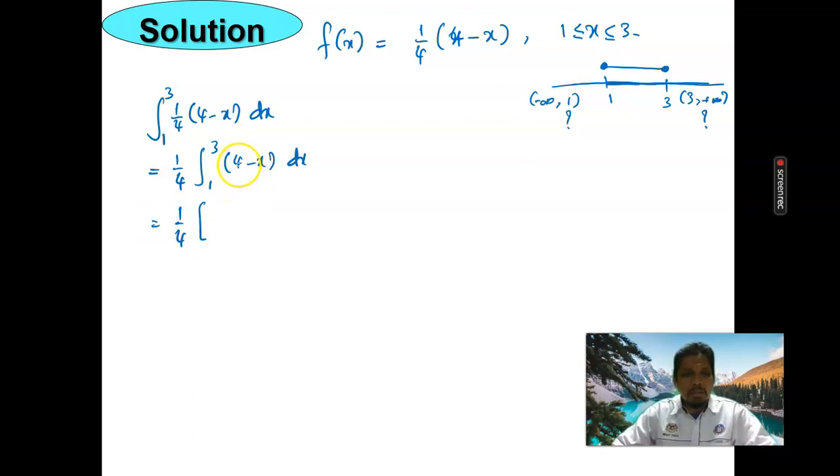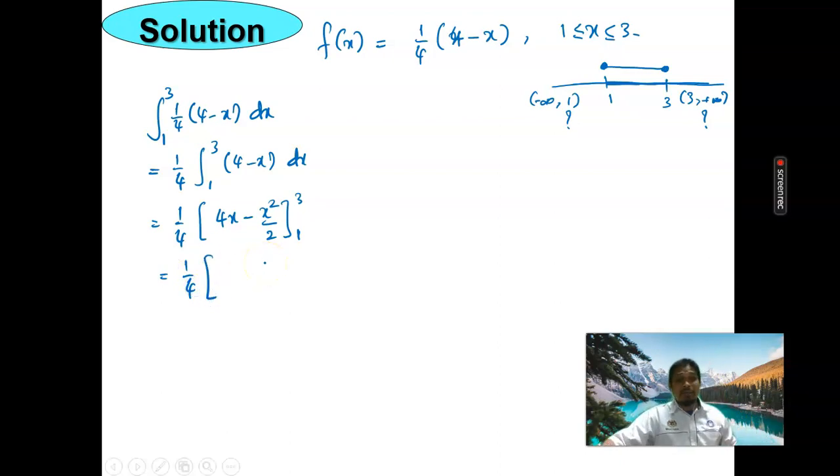Integral this one by one. Integral of 4 with respect to x gives you 4x, minus the integral of x with respect to x, which is x squared over 2. Okay, so now 1 over 4.